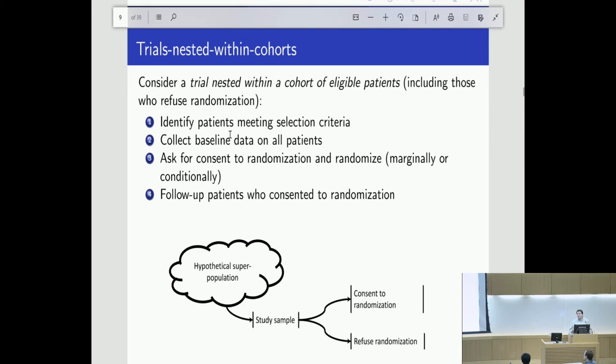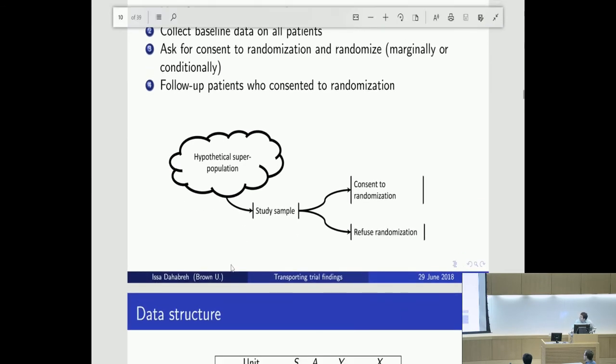And the randomization in everything I say can be either marginal, the flip of a simple coin, or it can be conditional on measured covariates. And then because the people who don't consent, you're not allowed to follow up, you're left with treating and following up only the people who consent to randomization. Okay, so that's how it looks. There is a hypothetical superpopulation of eligibles from which you obtain a study sample. Some of them consent and some of them do not consent to randomization.